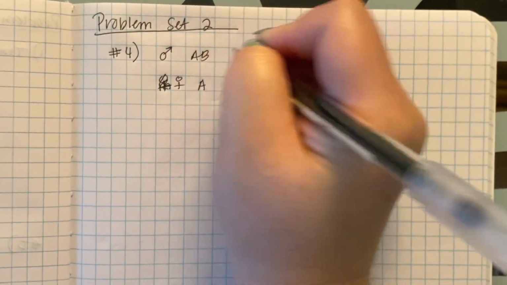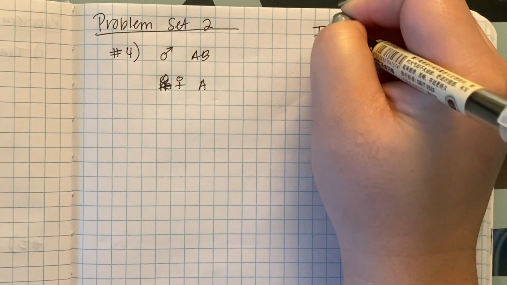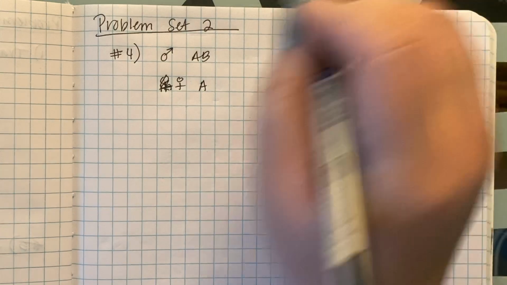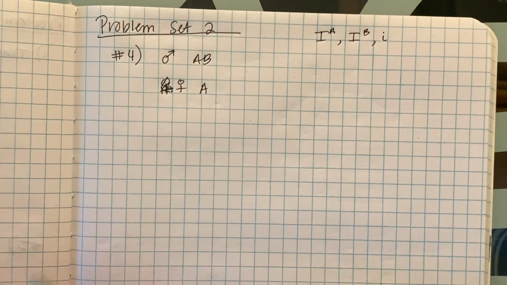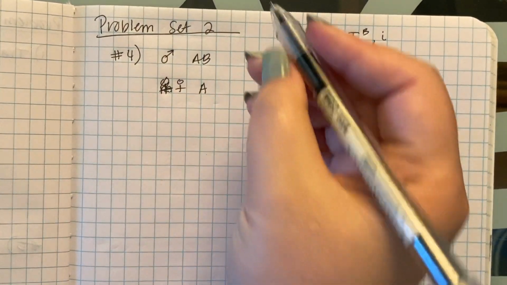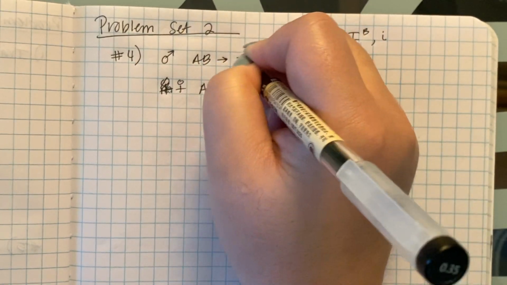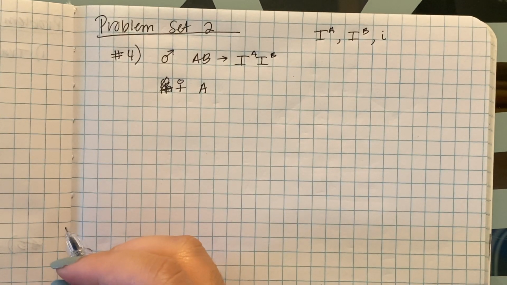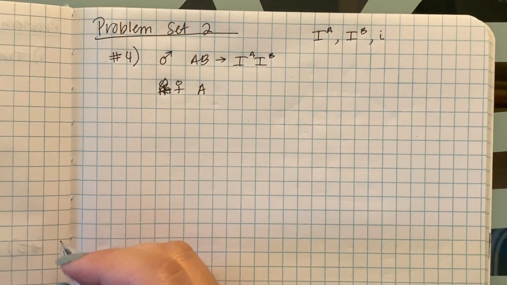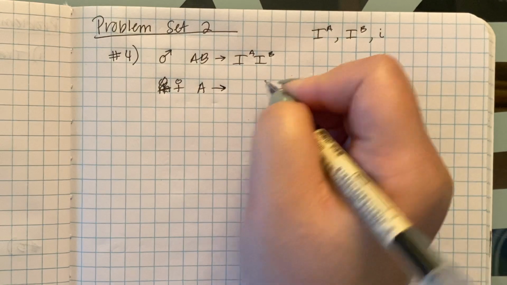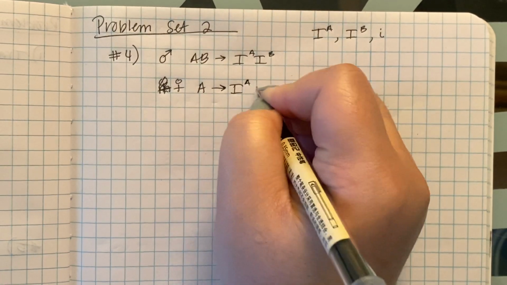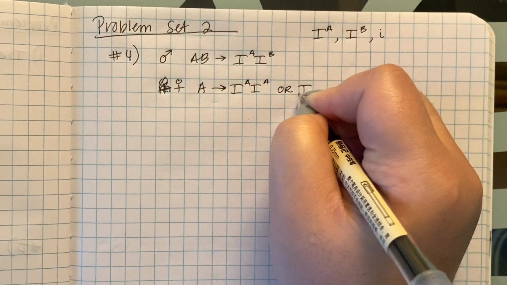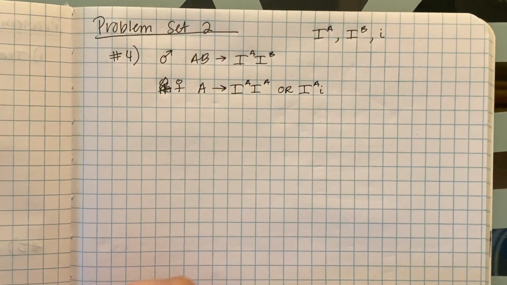So to have type AB blood, remember blood type has 3 alleles, IA, IB, and the recessive I. To have type AB blood, this is codominance. They have to be IA, IB. So that's the only possible genotype for that individual. For the mother, because she's type A, she has 2 possibilities. She could be homozygous dominant, so IA, IA, or she could be heterozygous, IA, recessive I.